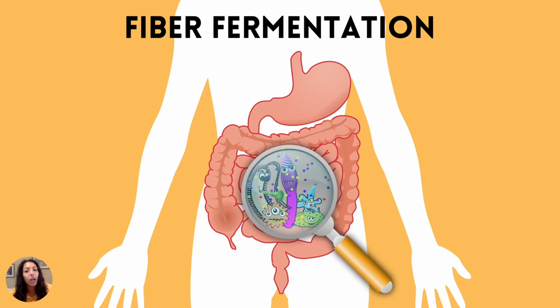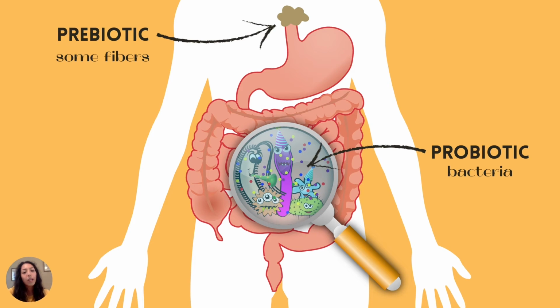So remember when I said that fiber can help protect your intestines? This is where fiber fermentation comes into play. So the bacteria in your gut are called probiotics, and the food for the probiotics are called prebiotics, and this includes some fibers.